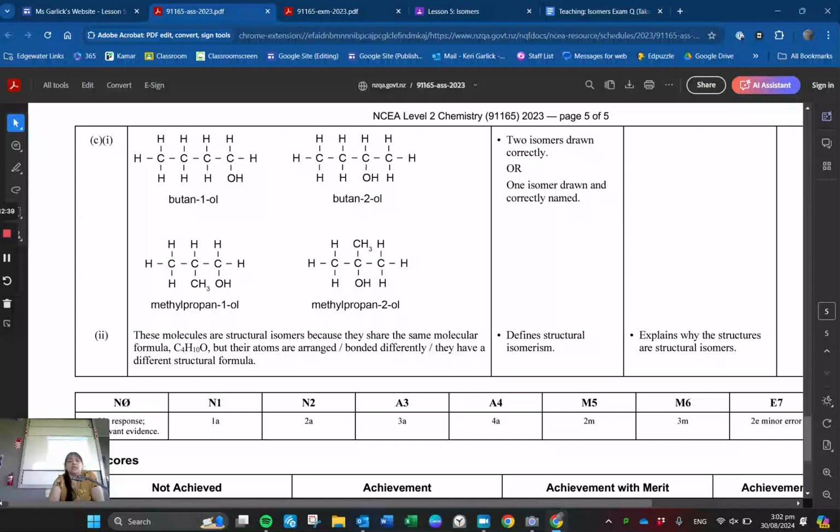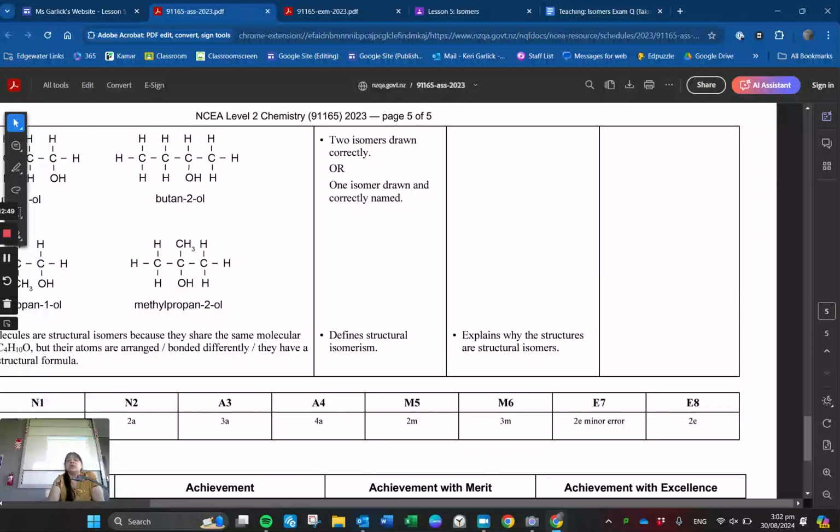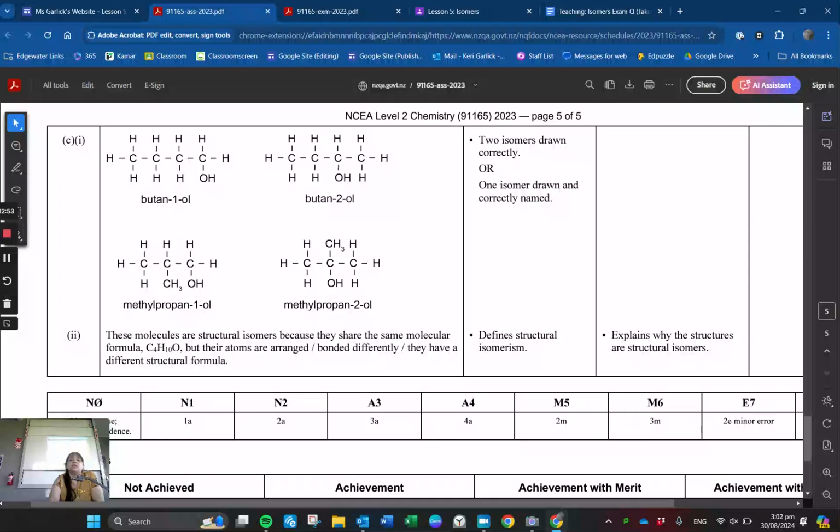So here's the justification. These molecules are structural isomers because they share the same molecular formula, but their atoms are arranged, bonded, or they have different structural formulas. That's all they're looking for in that justification. This question only went up to the merit level, FYI. Achieved was drawing 2 isomers correctly. You don't have to name them. Or drawing 1 isomer correctly with the name. So that's not too bad for an achieved point.